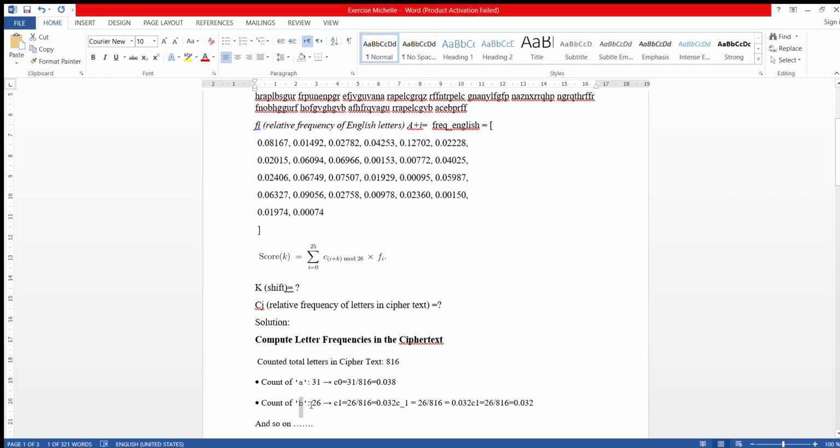It's 26 times. How will we compute it? B means now it's A plus i, so the value of i or j is 1. So 26 divided by 816, you will get this value.